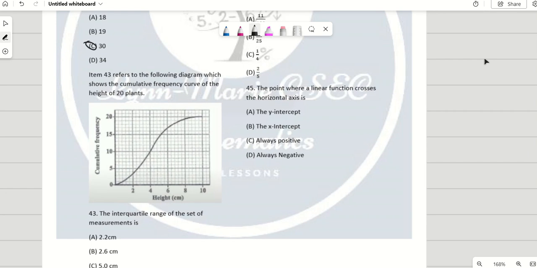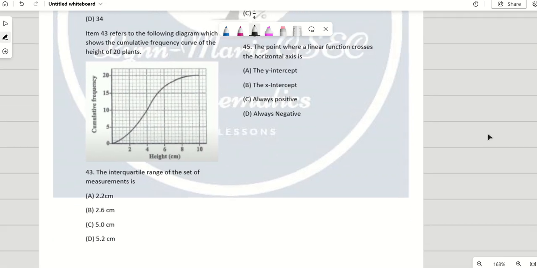Let's see, item 43 refers to the following diagram, which shows the cumulative frequency curve of the height of 20 plants. The interquartile range of a set of measurements is, now interquartile is Q3 minus Q1. Right? That is the interquartile. So Q3 is 3/4 of your total, which is 3/4 of 20, which is 15, right? So we're looking at 15. You're not calculating that, you're doing an estimate, guys. If we look at this, that is somewhere between 4 and 6, which is 5. We'll just put 5, right?